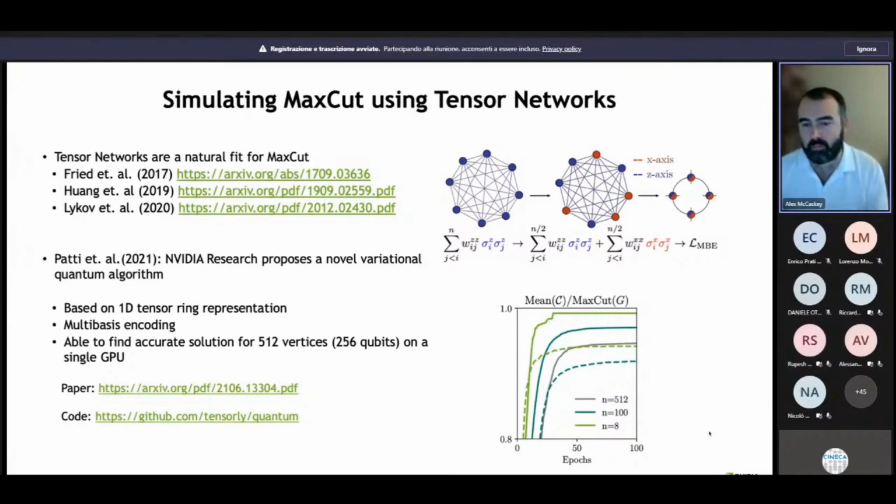Basically, what they're doing is mapping this MaxCut graph onto a 1D tensor ring in a multi-basis encoding. So instead of simulating the full number of qubits, you're simulating half of those qubits. They were able to do this with tensor network methods on 512 vertices for the MaxCut problem, which was a 256 qubit simulation on a single A100 GPU. If anybody's more interested in the work, here's the arXiv paper, and there's some code associated with it on GitHub to go check out.